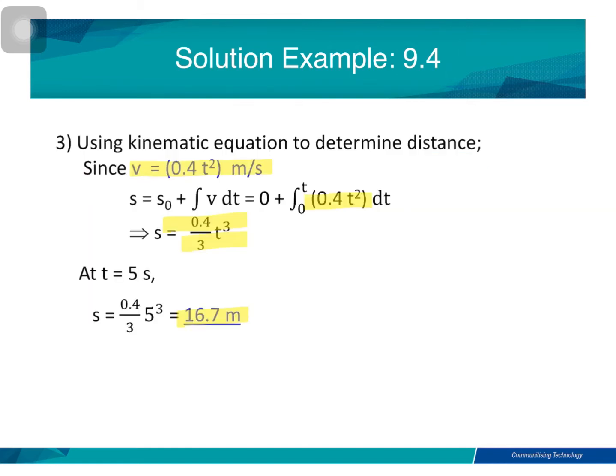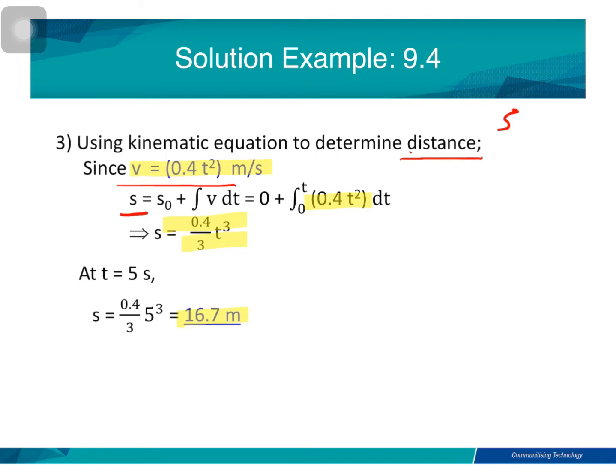Okay, next, we need to determine what is the distance. Distance is S. So, similar equation given V is equal to 0.4 T squared. To get the S position, we need to integrate. So, we integrate V equals 0.4 T squared.